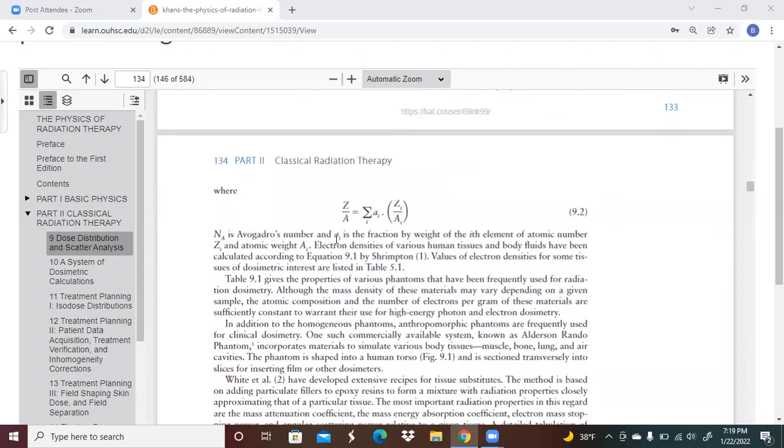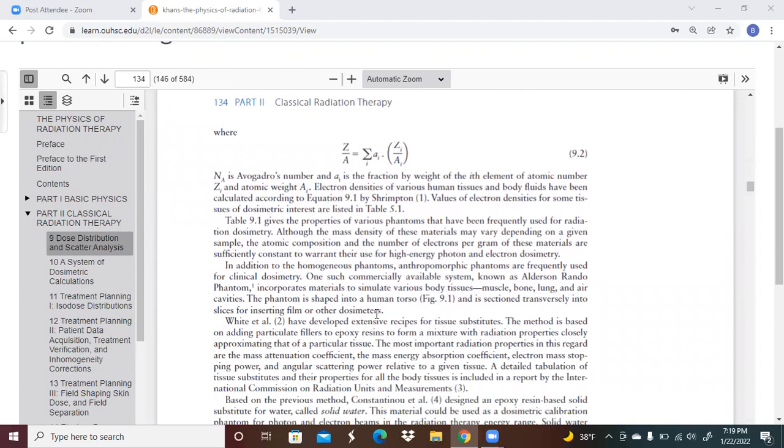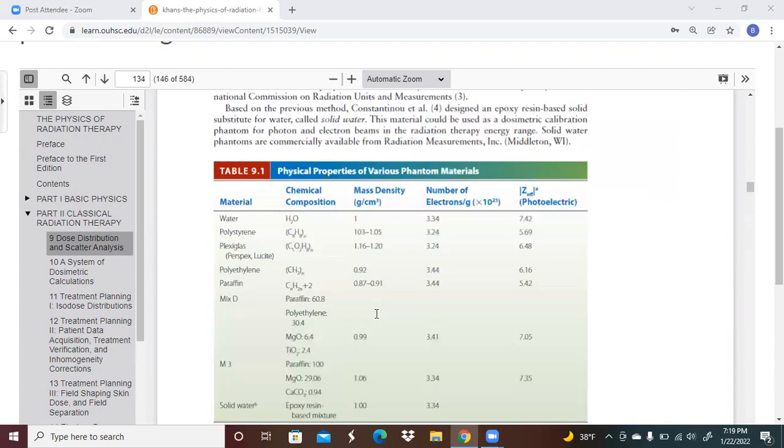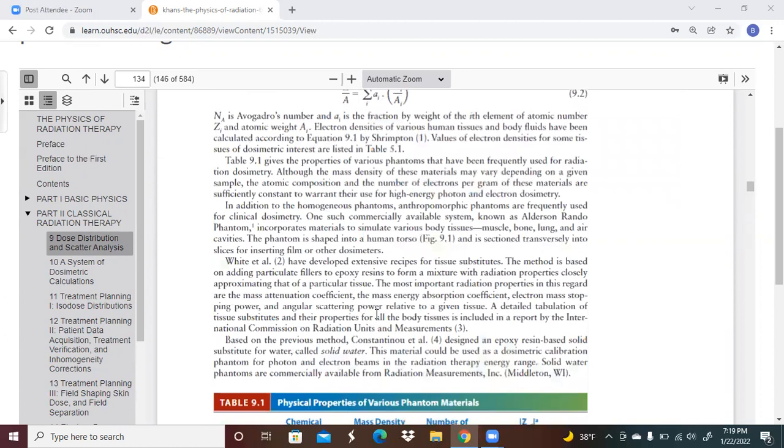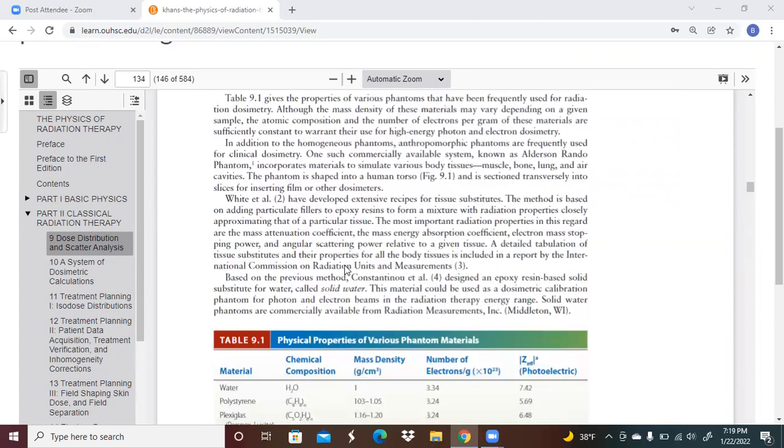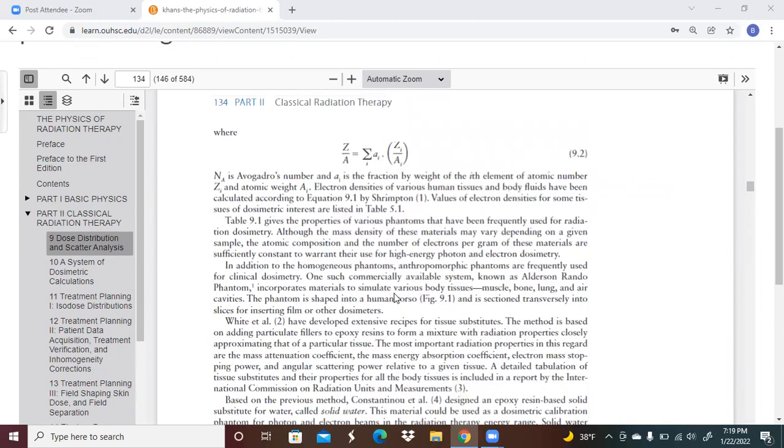And the reason we want to be able to do that is because different parts of the human body have different tissues. And those tissues are going to have certain densities. The value of the electron densities for some tissues are going to be listed in Table 5.1. Obviously, this is not 5.1, but bone is going to be more dense than, say, something that is very, very close to water. Muscle is going to be a little bit different from that. Fat is going to be a little bit different from that. So those different sections are going to change.